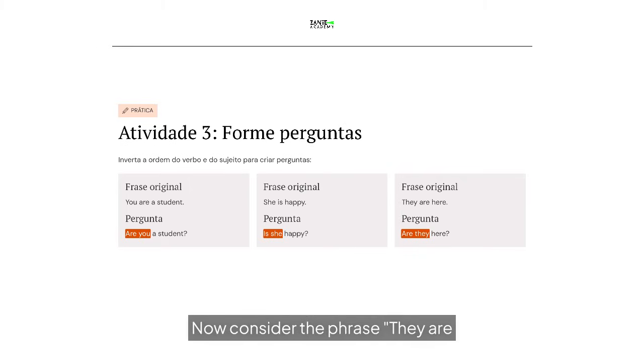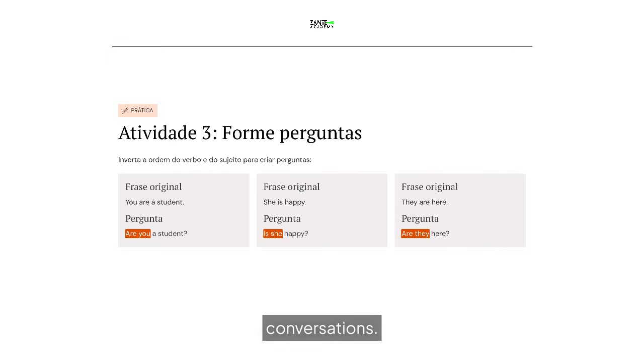Now consider the phrase, "they are here." When we want to ask about their presence, we change it to, "are they here?" This method makes it easy to seek information or clarify situations in everyday conversations. It's interesting to observe how these questions not only help us gather information, but also encourage interaction. Think about times when you've asked someone about their day or their feelings. Using the correct question format is key.